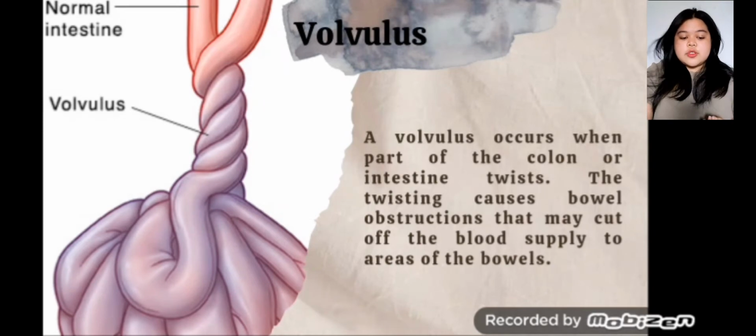The area of intestine above the obstruction can function well and fill with food, fluid, and gas, while on the other hand, the lower part of the intestine that is being twisted will not work well, and the blood supply will stop.